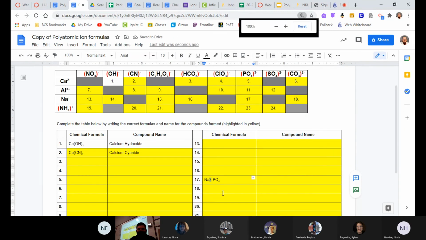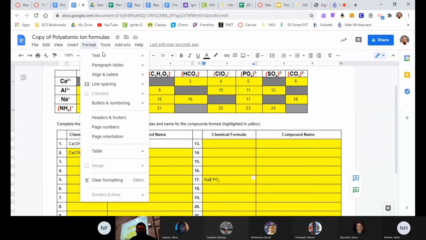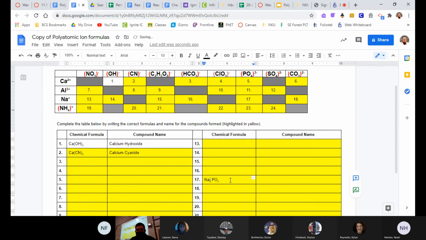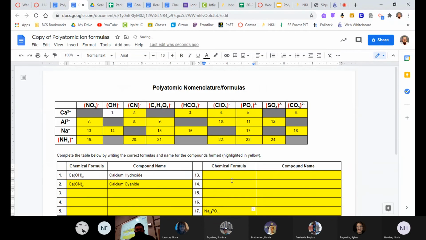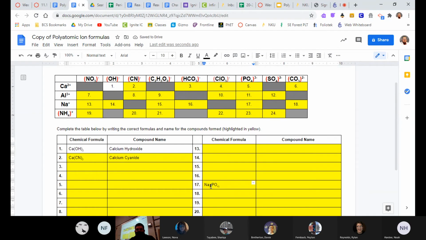Again, I'm going to do my subscripts for that 3. Okay. And then the phosphate is going to get a 1, which means I don't need to change it. I don't need to change phosphate if it's going to give it a 1. If I was going to give phosphate a number, I would put parentheses around it and give phosphate a number, whatever number I wanted to give it. Okay. And then that is sodium phosphate.